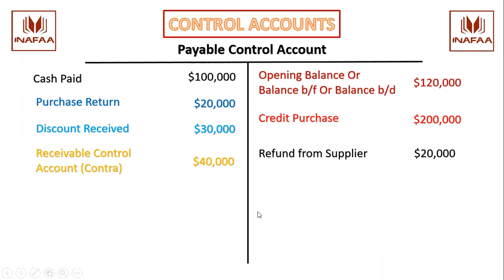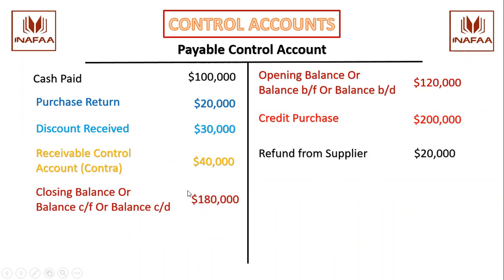Then again, we will close this account. To close this account, we will total the credit side and total the debit side, and the balancing figure is to be recorded. 1,80,000 is the balance which will appear on the debit side of this account just to balance the credit side, but this is called a credit balance. As I told you, the payable control account is a liability, and liability always has a credit balance, although as a closing balance it is written on the debit side. So this was the control accounts.